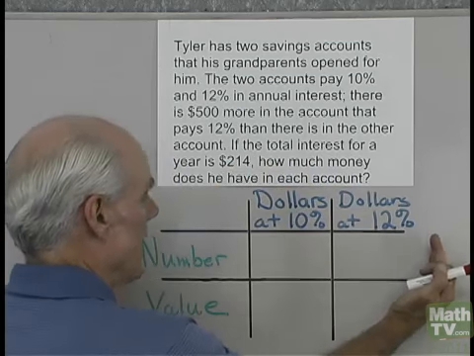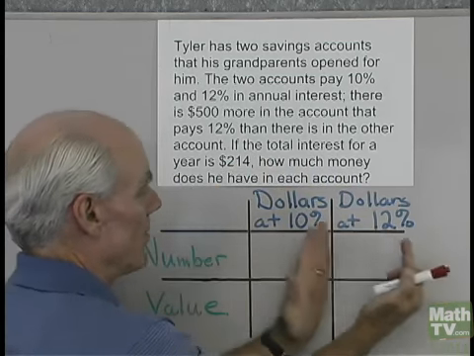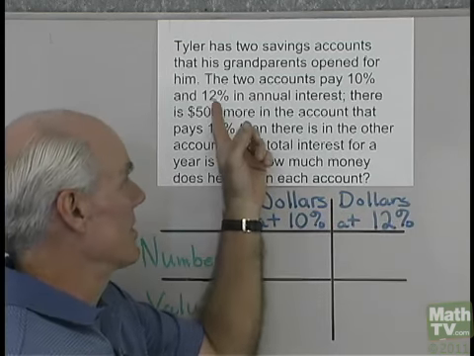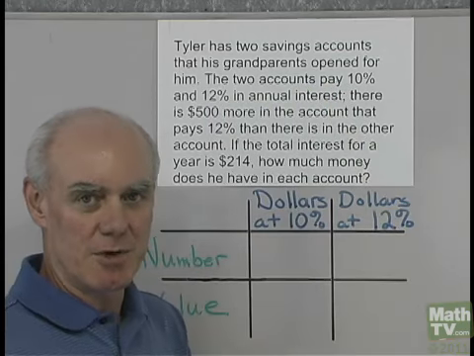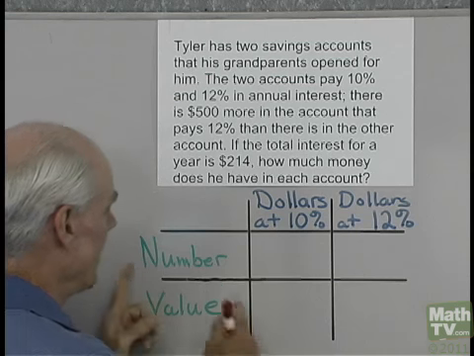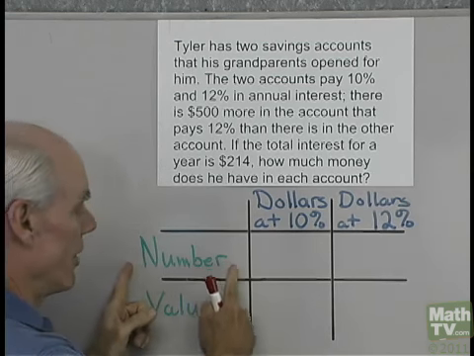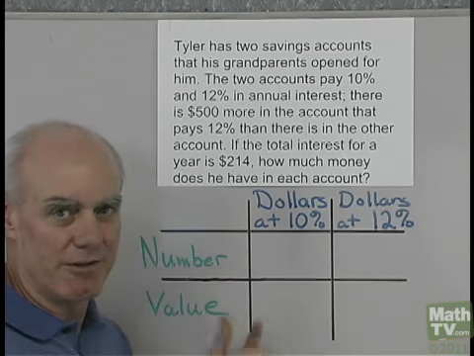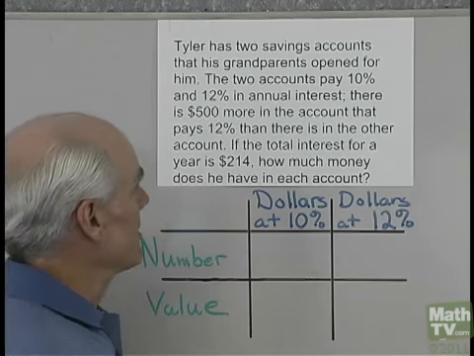So I've set up a little table here, and in my two columns I have the dollars at 10% and the dollars at 12%, because that's what I'm given in the problem, 10% and 12% for the amount of interest that's earned in the two accounts. Then I've got two rows here, one for the number and one for the value. So I'm going to have the number of dollars and also the value of the dollars.